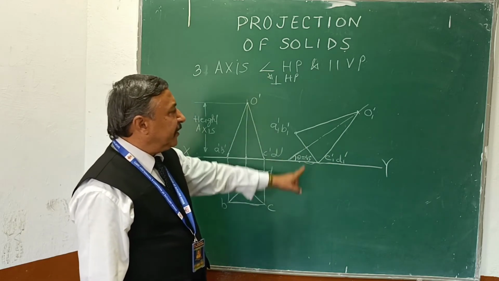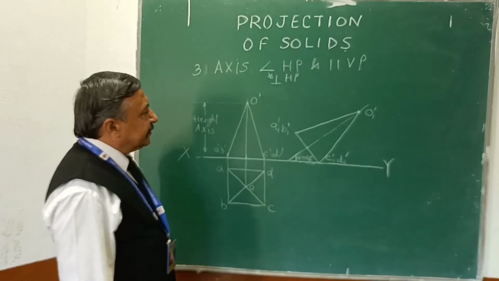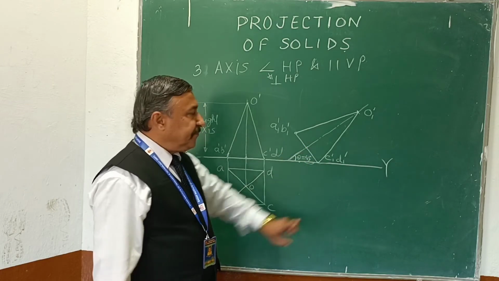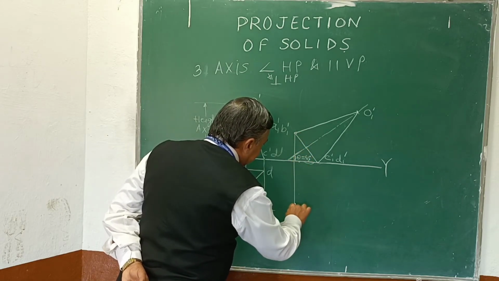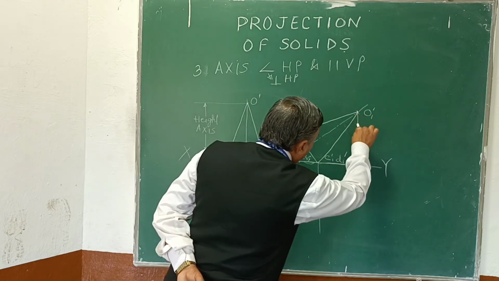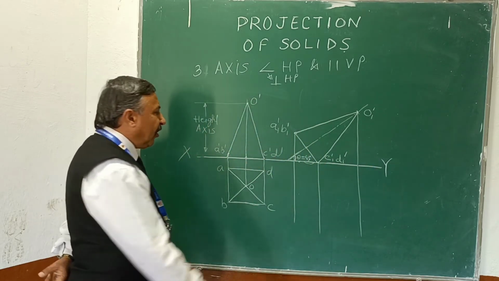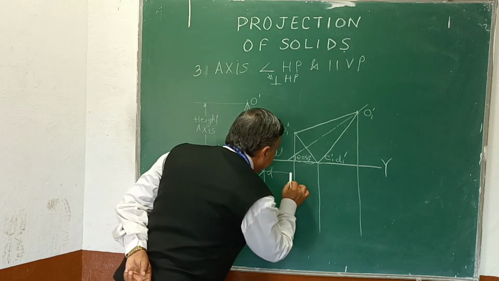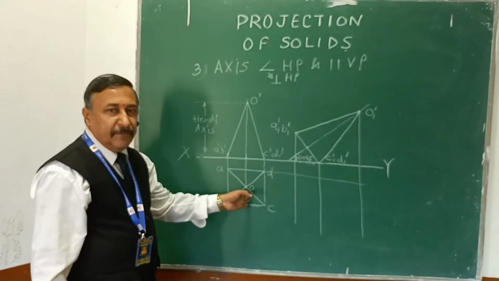Axis is inclined to HP. Now see here, axis is inclined to HP. Now on the basis of this, we have to draw here, that is top view. Now project all points below XY and draw the locus from base or the last top view.